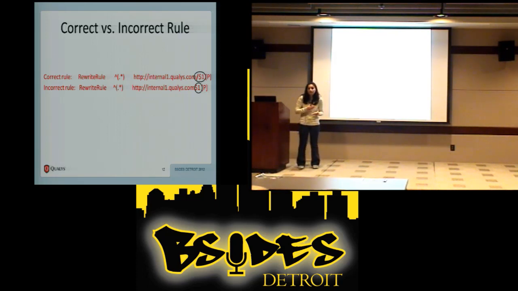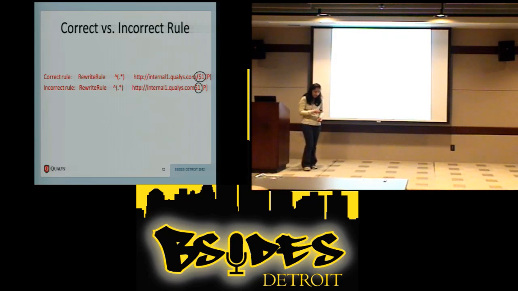So could you guys tell me, I have a correct rule here and an incorrect rule. Can you tell me the difference between the two rules? Yeah, please. The slash is missing, so it's passing it right to the end of the URI or the URL that's in there. Exactly. So the only difference between the correct and the incorrect rule is that in the incorrect rule, once the URL ends, there is no / here, right?